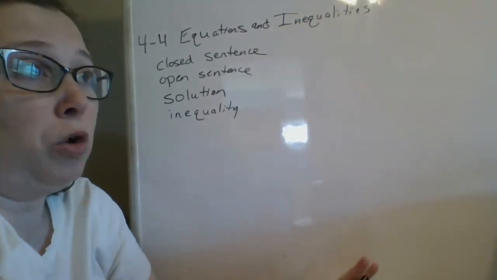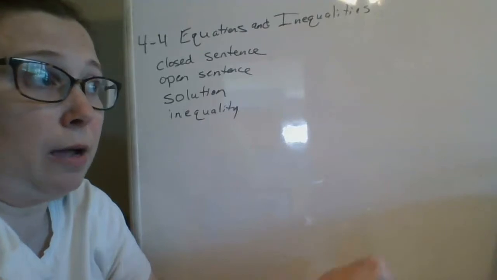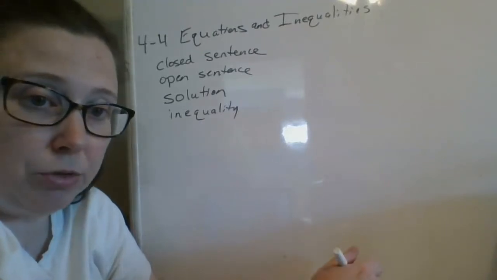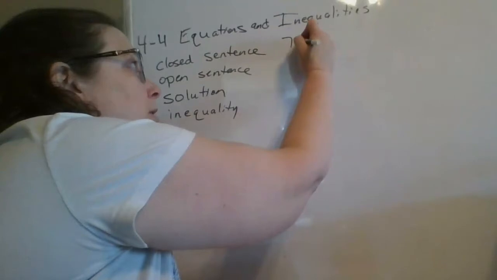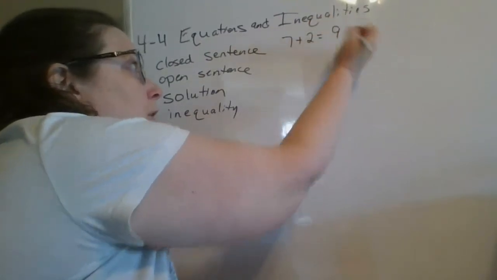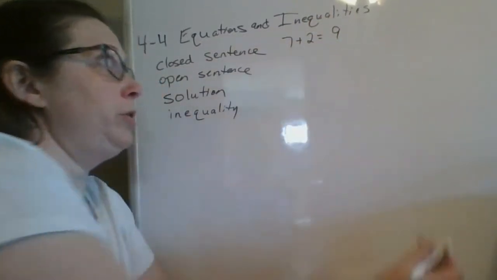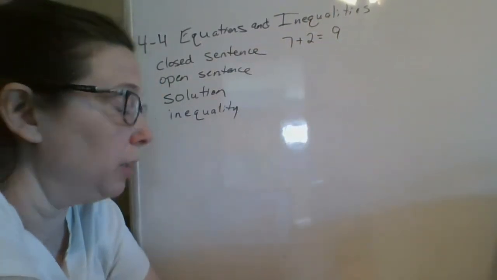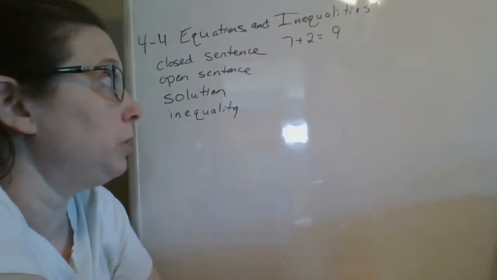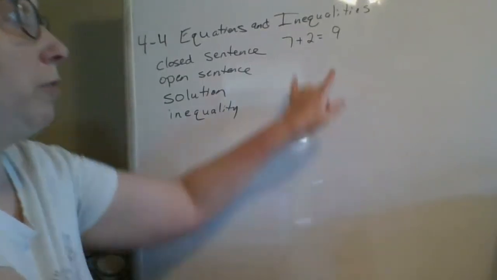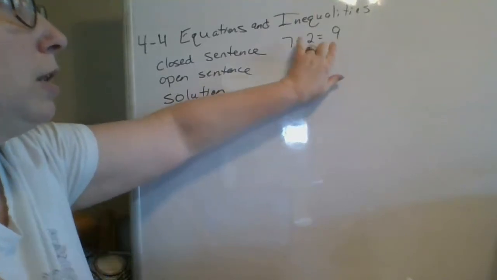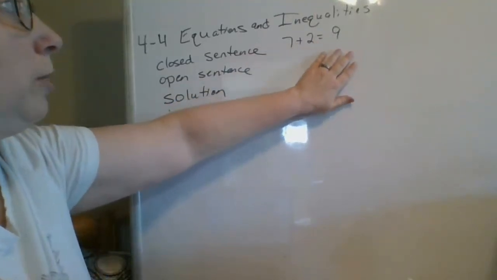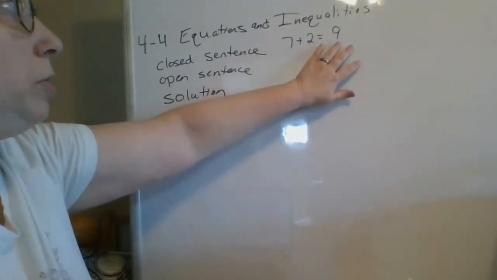If you have a closed sentence, that means that you don't have any variables. You only have numbers. So an example of a closed sentence would be this. We have numbers, we have operations, we have an equal sign. Let's say 7 plus 2 equals 9. So we have 2 numeric expressions that are equivalent to each other. 7 plus 2 does equal 9.